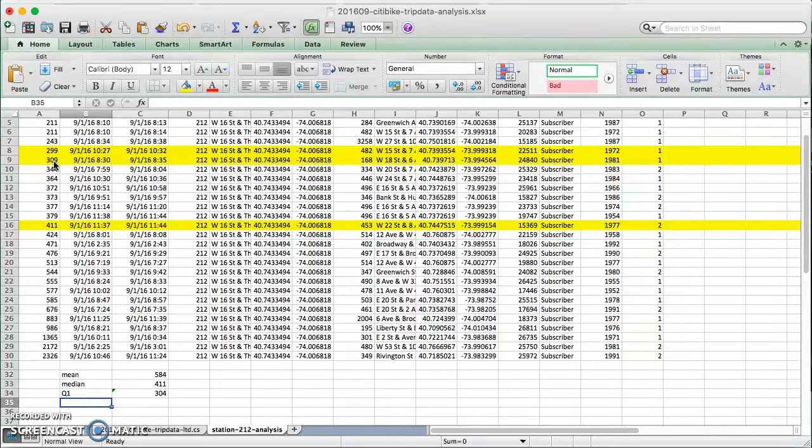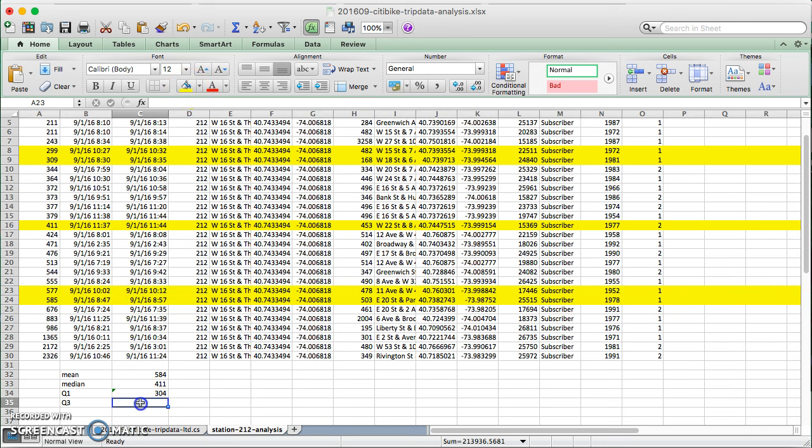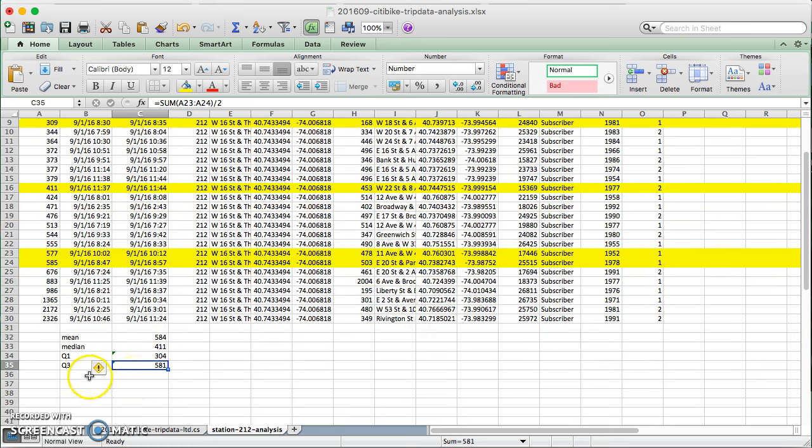And then for Q3, I'm going to do the same thing with the upper half. So again, I'm going to go 1, 2, 3, 4, 5, 6, 7. So it's going to be between these 2, and so it's going to be the sum of these 2 also divided by 2, okay? So now I have the position of Q1, Q3, I have my median and my mean, and we'll get back to the mean and what that helps us understand in a few minutes.